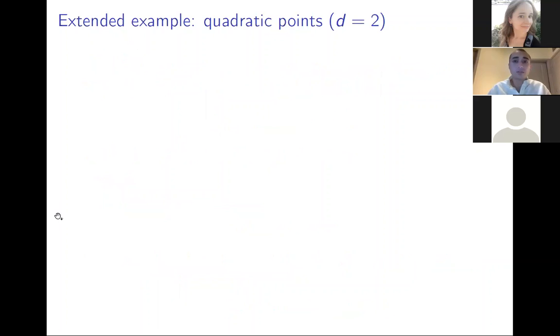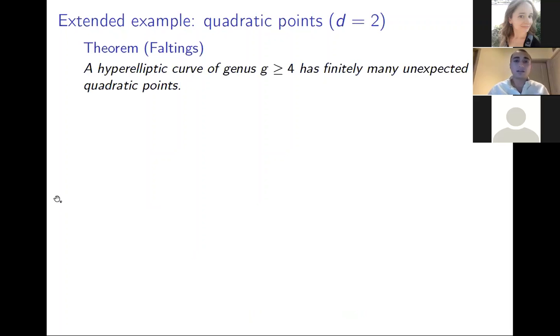So that's great. Now you can ask, we had infinitely many expected points, what about these unexpected points? A theorem of Faltings says that if we have a hyperelliptic curve of genus greater than or equal to 4, then there are finitely many unexpected quadratic points. So the thing to note here is that there's a condition on the genus, and once the genus kicks in, we have finitely many unexpected quadratic points.